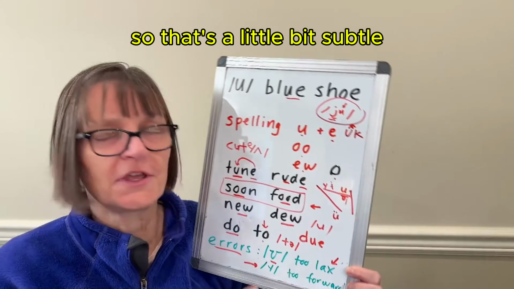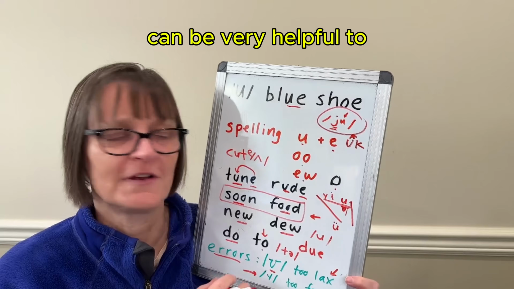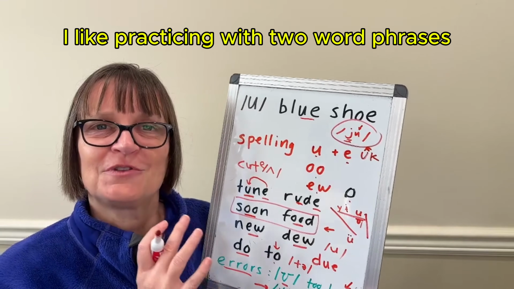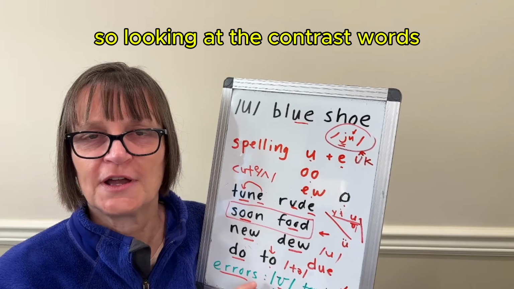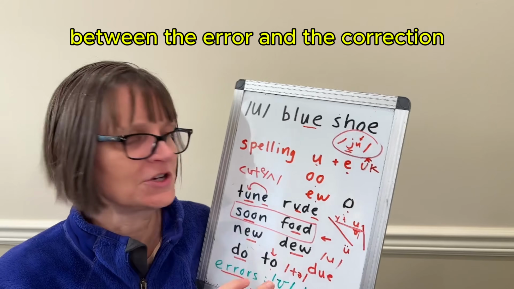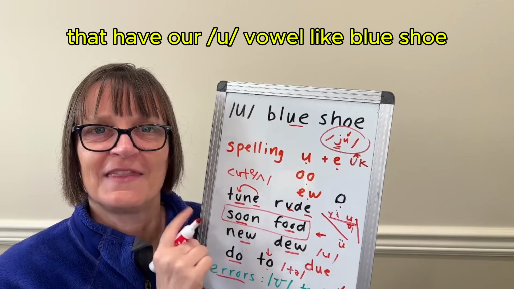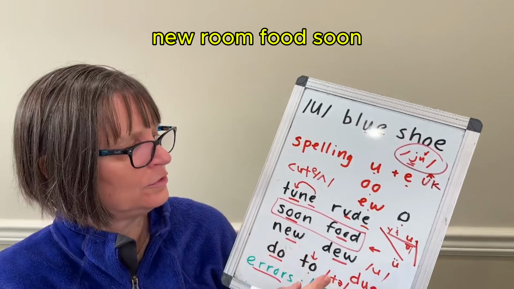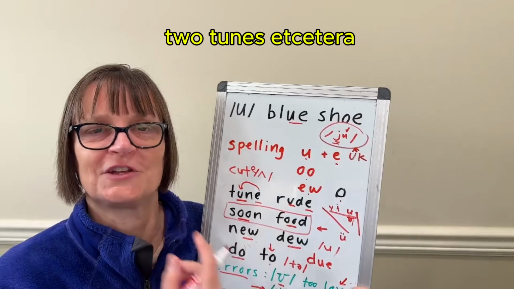So that's a little bit subtle, but looking at the vowel sounds in your native language can be very helpful to help you correct this. I like practicing with two-word phrases when it comes to matching, so looking at the contrast words between the error and the correction, as well as just using multiple words and phrases that have our oo vowel, like blue shoe, new room, food soon, two tunes, etc.